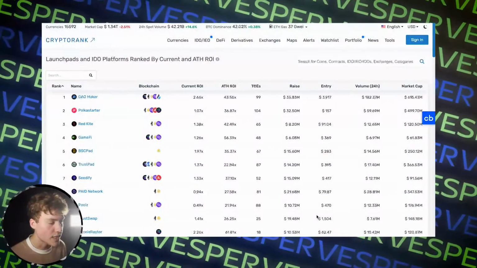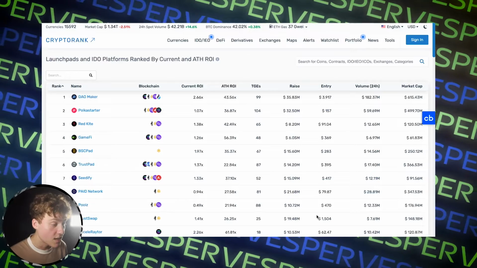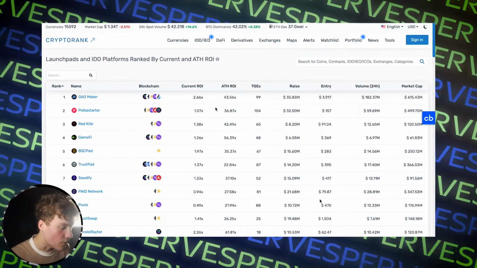So let's open CryptoRank, and you can see here that it gives you a really good list of all IDO platforms.